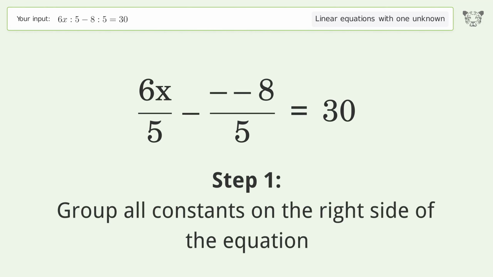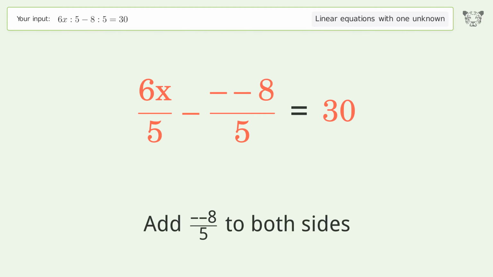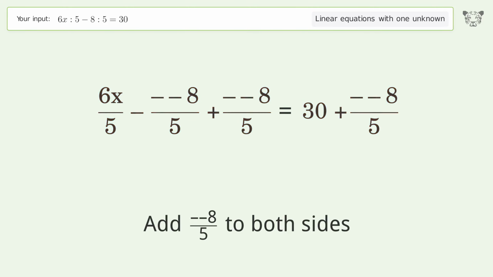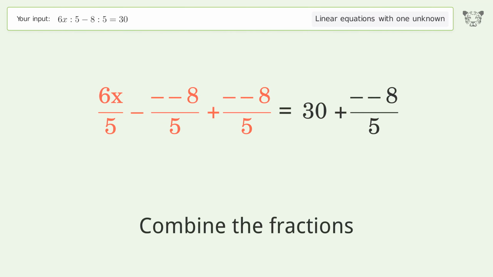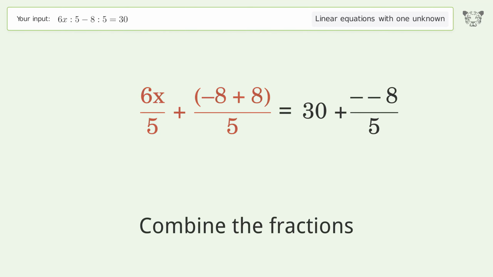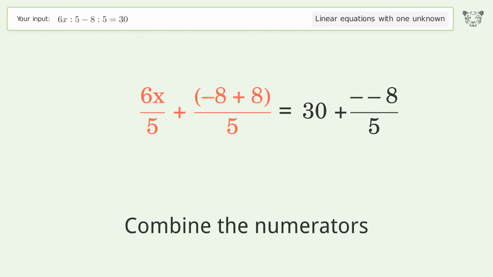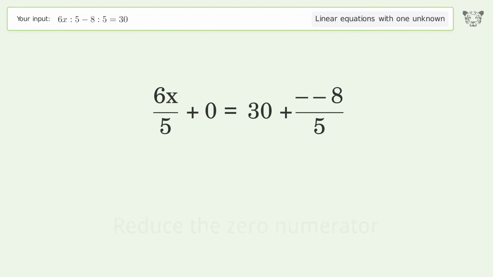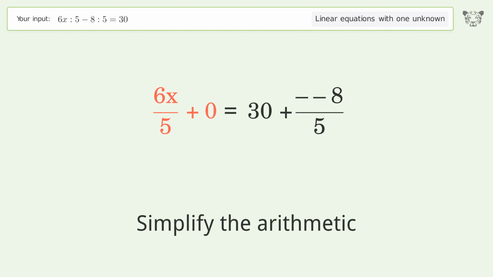Group all constants on the right side of the equation. Add -8/5 to both sides. Combine the fractions. Combine the numerators. Reduce the zero numerator. Simplify the arithmetic.